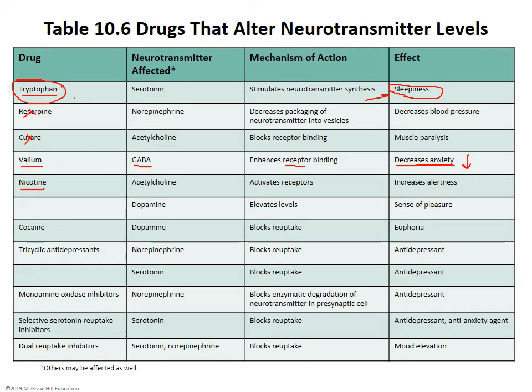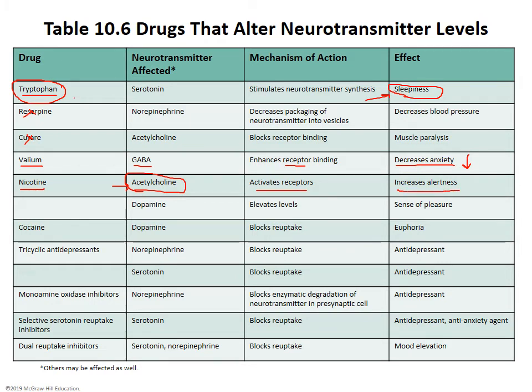Nicotine, most people know it as from smoking, but it's more than just that. But by the way, do not smoke, just letting you know. There's two ways that it works. One is straight to acetylcholine, the most common neurotransmitter in the body, of course. It's going to activate the receptors, and that's going to cause an increase in alertness.